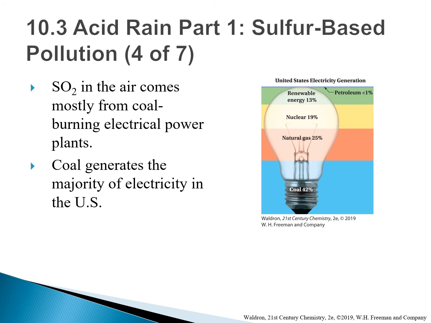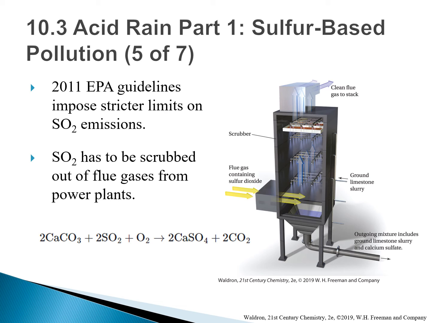The vast majority of sulfur dioxide released into the air comes from one source, coal-burning electrical power plants. The figure to the right lists the sources for electrical energy in the US. These data show that coal generates 3 times as much electricity as more renewable forms of energy do. The reason behind this is simple: coal is cheap and readily available in the majority of the states in the US. The 2011 EPA guidelines impose stricter limits and require that most existing coal plants restrict what they release into the air as they burn coal.